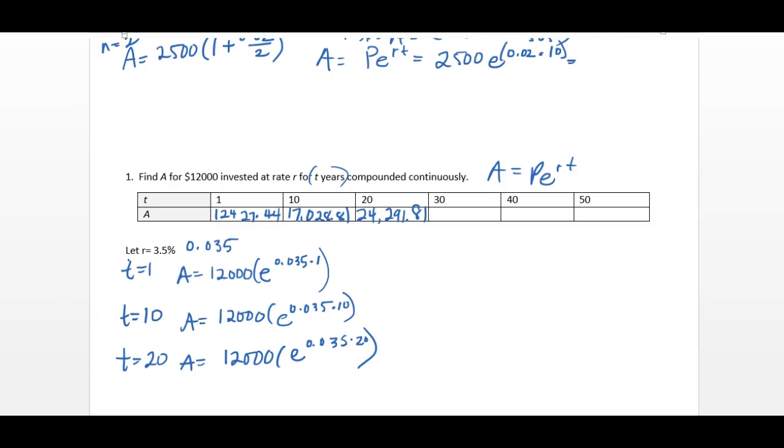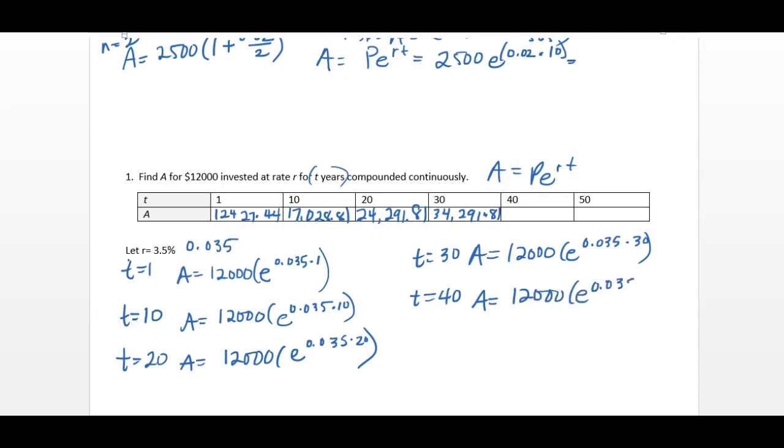It's a good deal. All right, so what if T is 30 years? You still can be patient and you can leave it another 10 years. Our principal is the same. E to the R. This time T is 30. Put that in your calculator. You get 34,291.81. What if T is 40? Principal is 12,000. E to the 0.035 times 40. That goes up to 48,662.40. Pretty good. Look, it's 4 times our initial investment.